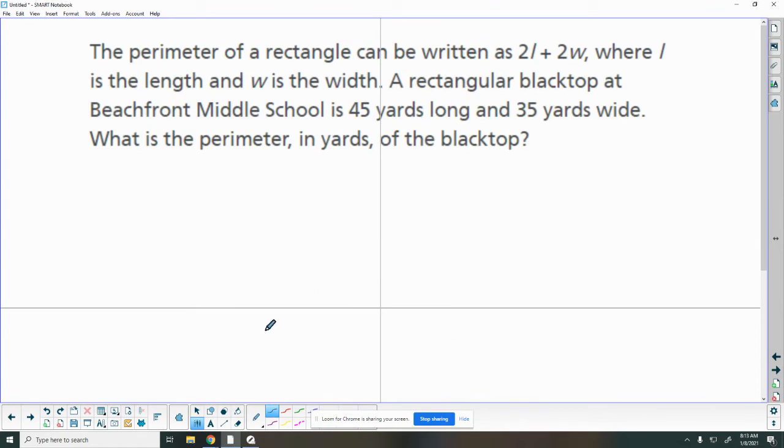Let's try one more today. The perimeter of a rectangle can be written as 2 groups of L plus 2 groups of W. Here's our rectangle. I need 2 W's and we need 2 L's. L is the length, W is the width. We have a rectangular blacktop at Beachfront Middle School that is 45 yards long. So L is 45. So we have two 45s. And it's 35 yards wide. So we have two 35s. Let's plug in 45 and 35. 45 is L, 35 is W. Now remember, this is not 2, 4, 5. This is two groups of 45. So make sure you get those multiply signs in there. Go ahead and write that expression out.